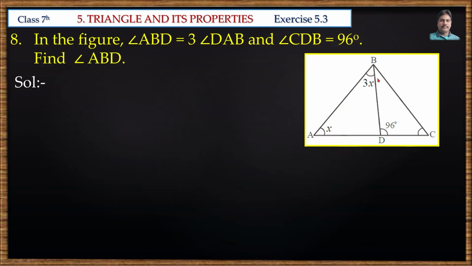Here angle ADB and angle BDC both are adjacent angles on a straight line, they will be supplementary, that means the sum of these two angles will be 180 degrees. By this property we will find the angle ADB.